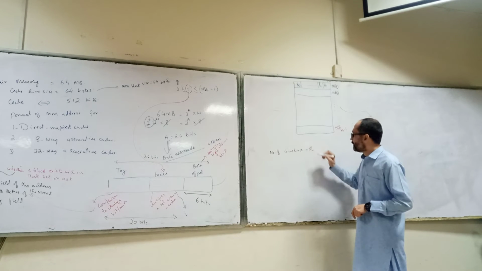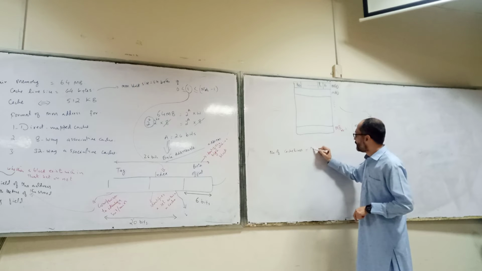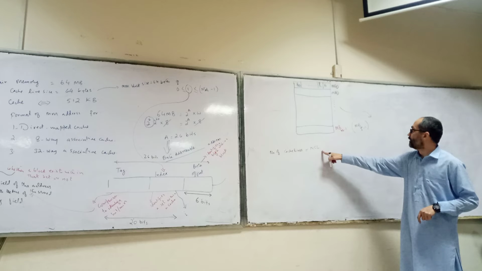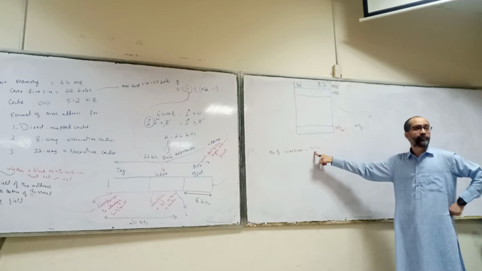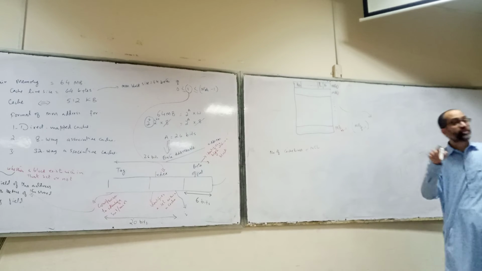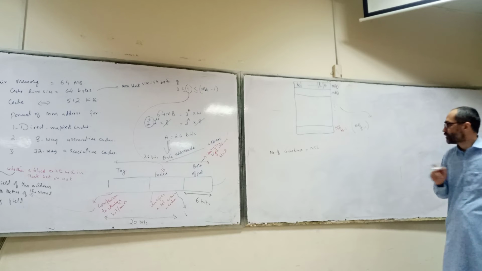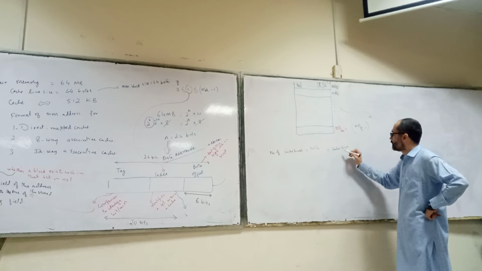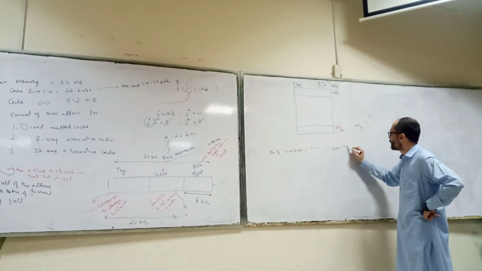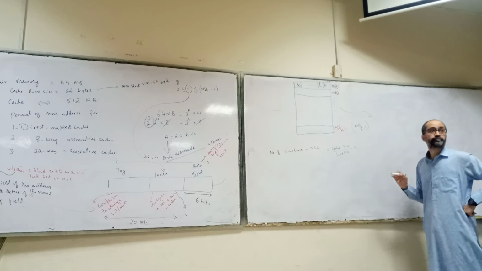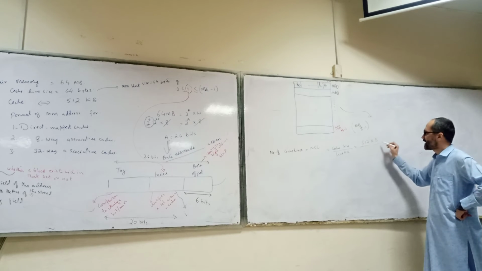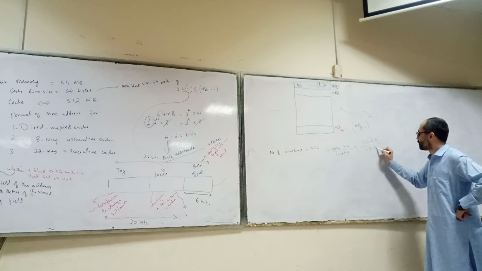NCL, number of cache lines within the cache. How many cache lines can we store in the cache? The formula is simple: cache size divided by line size. What is the cache size? 512 KB. What is the cache line size? 64 bytes. Okay.